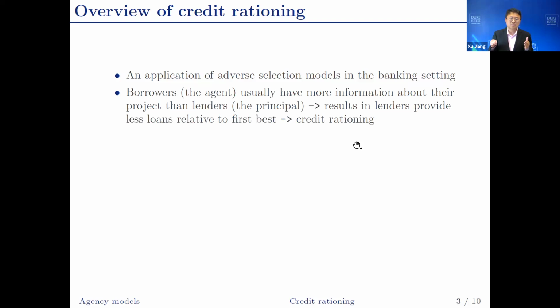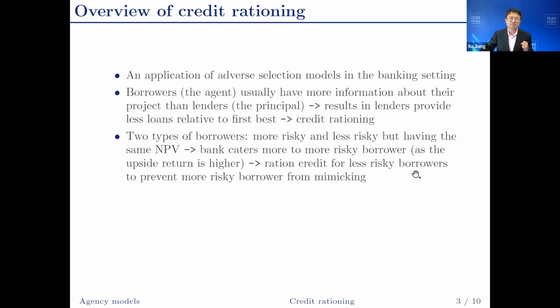In the models, borrowers have more information about the nature of their project than lenders, hence the adverse selection problem. That results in lenders providing less loans relative to first best. That is credit rationing. This is similar to the logic that we discussed in the previous lesson, when a seller produces less units of goods relative to first best.